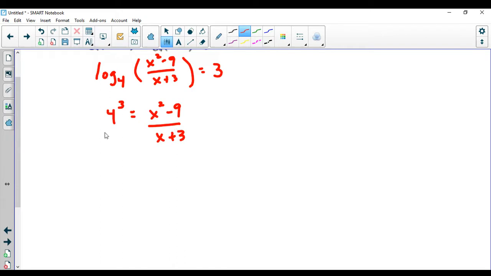So probably I want to get rid of this fraction. So I'm going to multiply both sides. The 4 cubed is really 64. So I'm going to take 64 times that x plus 3. And that should equal x squared minus 9 because I wiped out that fraction. So I've got 64x plus, if I take 3 times 64, I get 192.